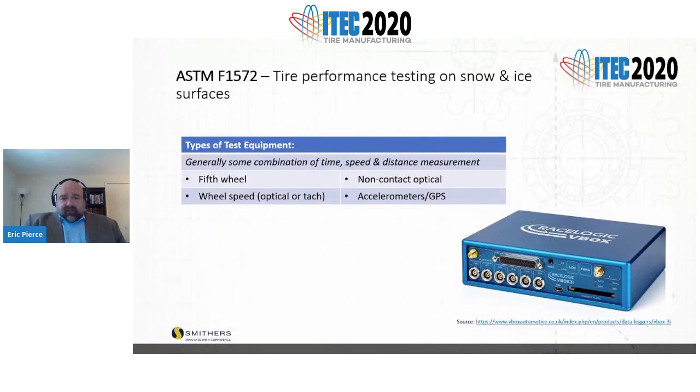What type of test equipment are used? Generally, there's some combination of a time, speed, and distance measurement. This could include a fifth wheel, a non-contact optical sensor, accelerometers with GPS, or wheel speed. The lower right's a picture of a typical V-box setup that we use for acceleration and braking testing.